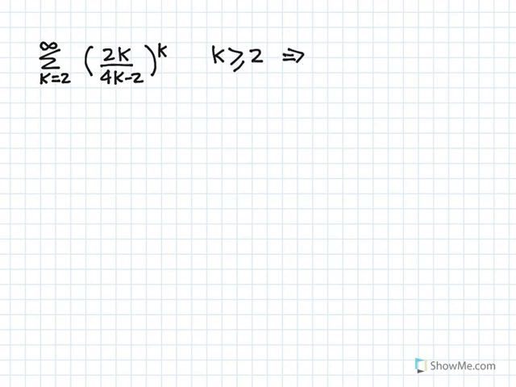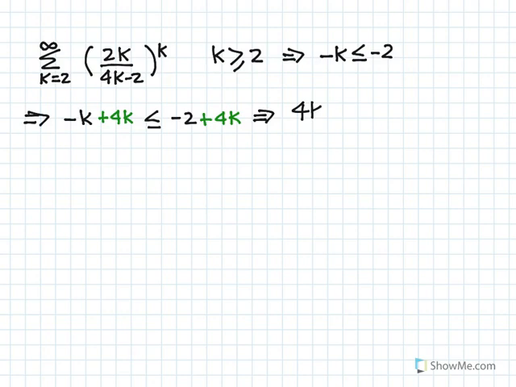Our given series is summation k equals 2 to infinity of (2k divided by 4k minus 2) to the power of k. Now we know that k is larger or equal to 2 because the index starts at k equals 2. Multiply both sides by minus 1, we get minus k is less than or equal to minus 2. Let's add 4k to both sides. So we have 4k minus 2 is larger or equal to 3k.